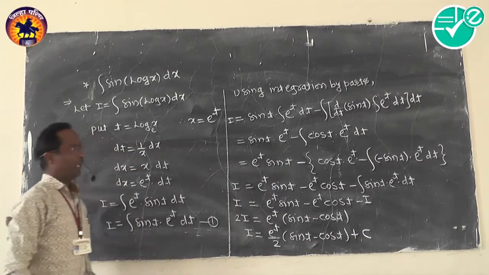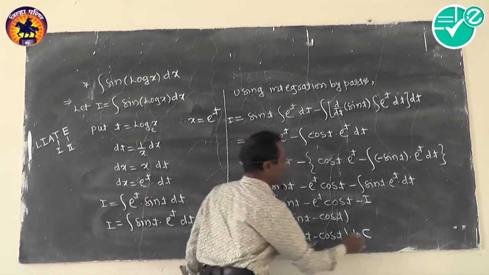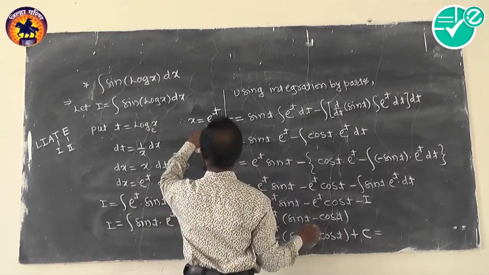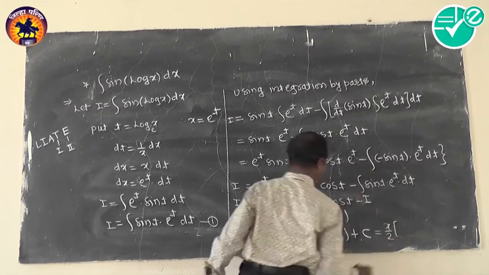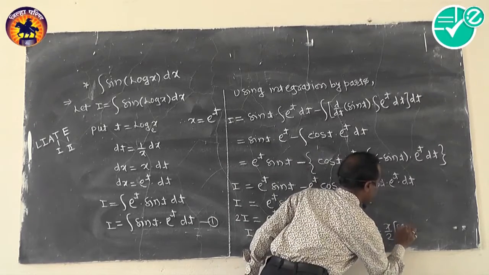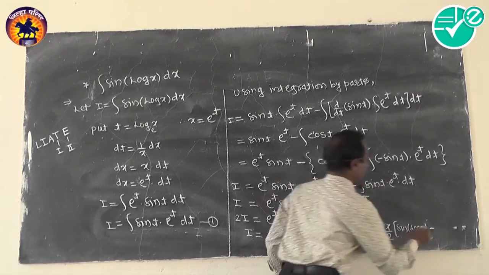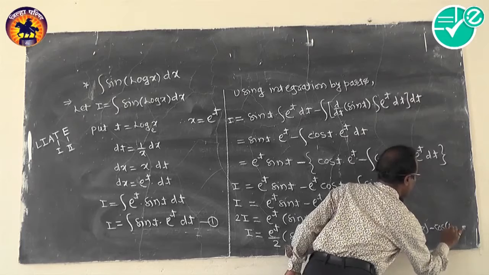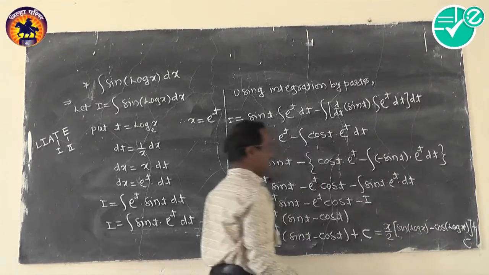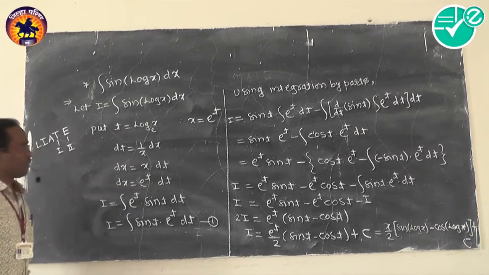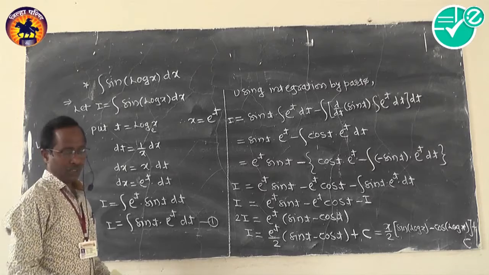So this is the integration of this function. Now substitute the value of e raised to t, and value of e raised to t is x: x upon 2 into sin of log x minus cos of log x plus c. This is the integration of this function. We solve this example by using the method of substitution.